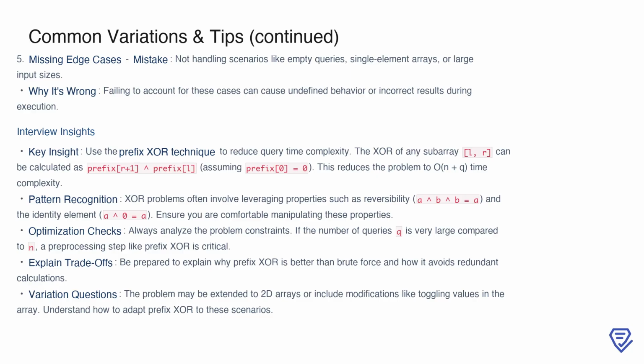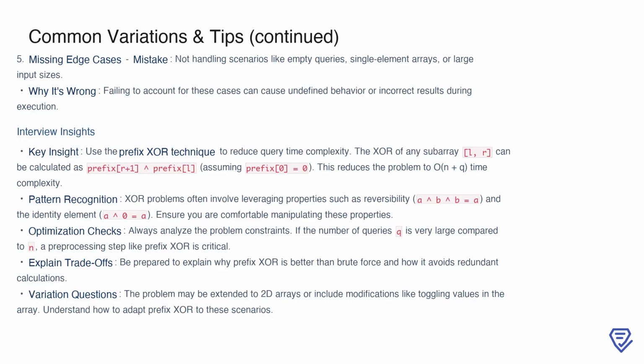Recognizing patterns in XOR problems is also important. For instance, XOR properties like reversibility, a XOR b XOR b equals a, and the identity element, a XOR 0 equals a, are fundamental tools to manipulate and simplify solutions. To optimize your solution, always analyze the problem constraints. If the number of queries is significantly larger than the array size, pre-processing with the prefix XOR is essential.